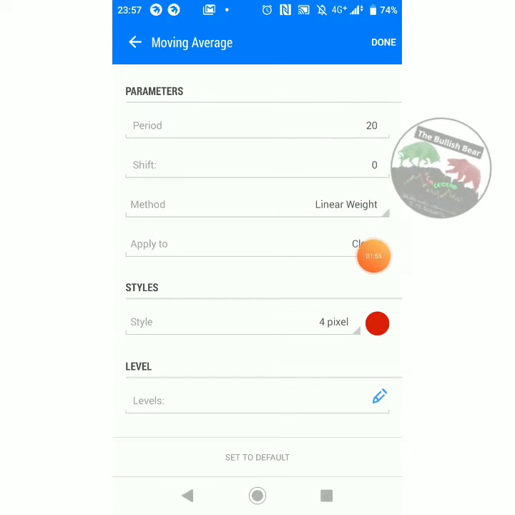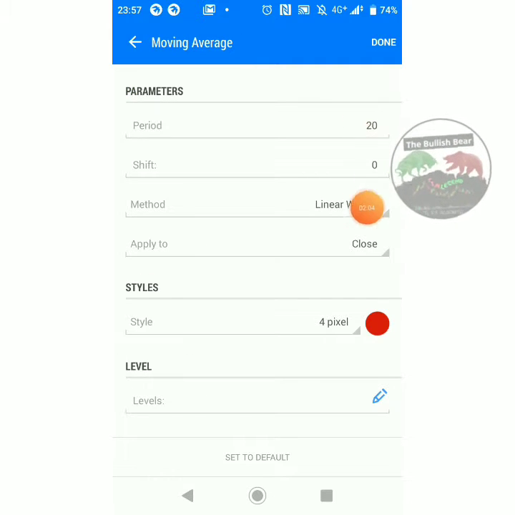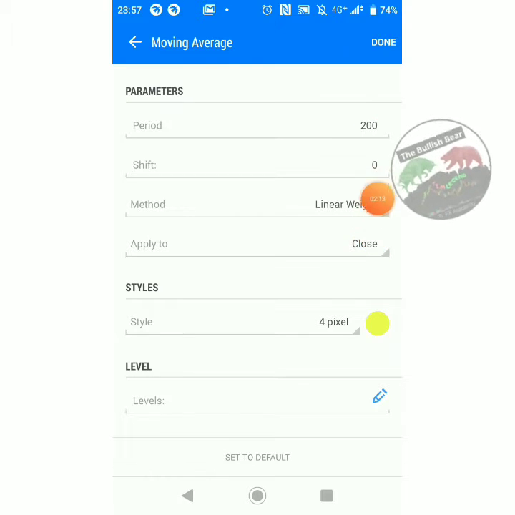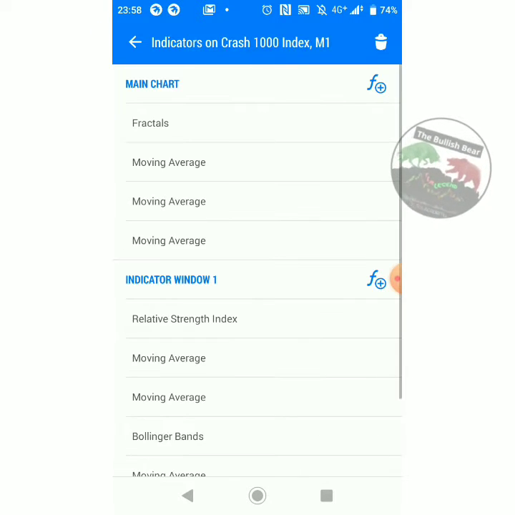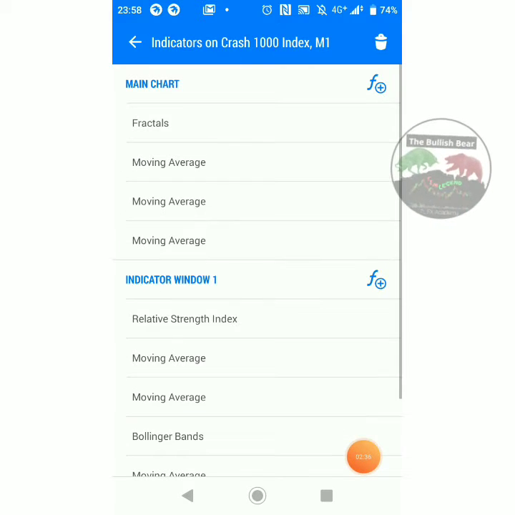We have the period to be 20, linear weighted, close, red. You click done. The first moving average in the main chart, we have 20, 0, linear weighted, red, no level, done. The second moving average, we have 200, 0, linear weighted, yellow, done. Just use the exact colors I'm using because in my explanations I'll be using all these colors and they are very important. So use the exact colors I'm using, okay? The third moving average, 50, 0, exponential, close, blue, no level, click done.